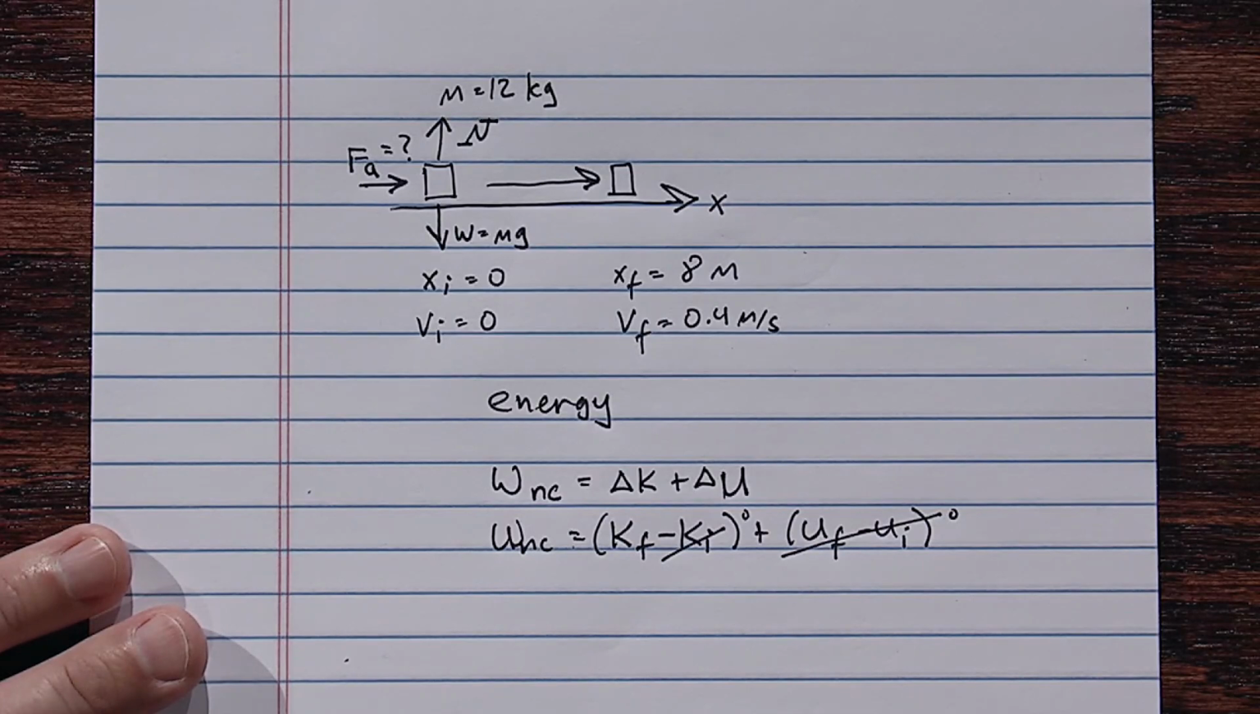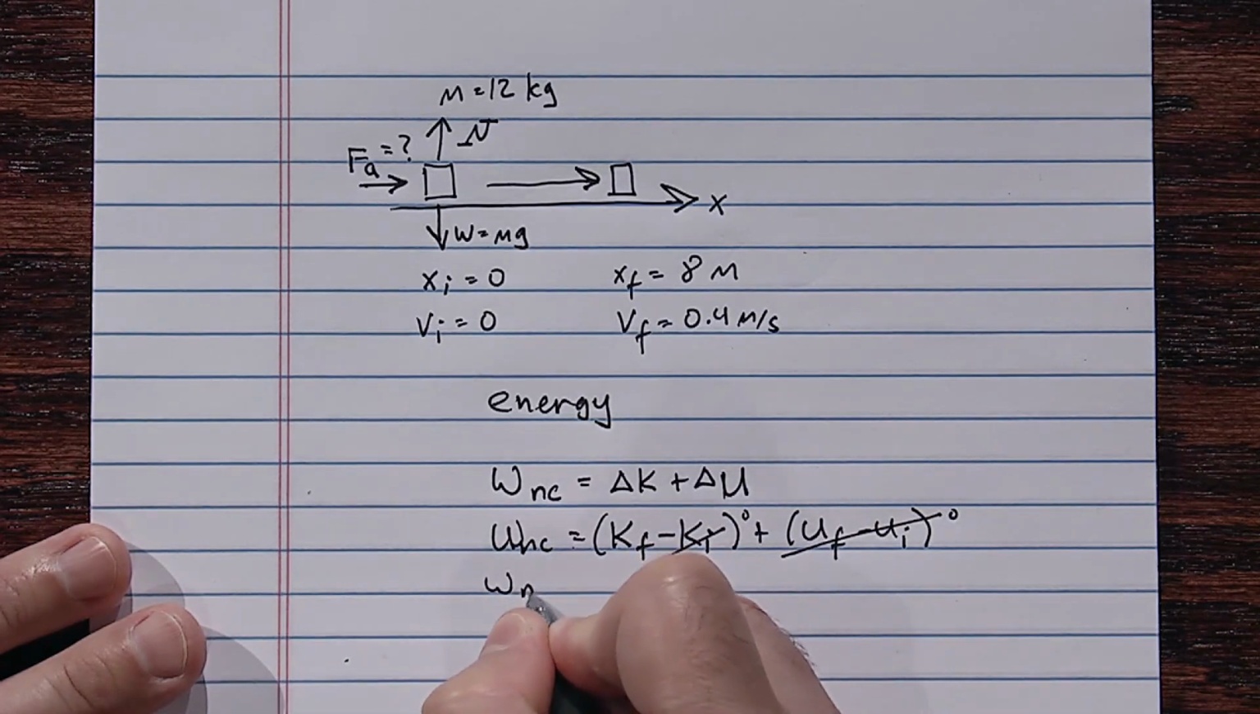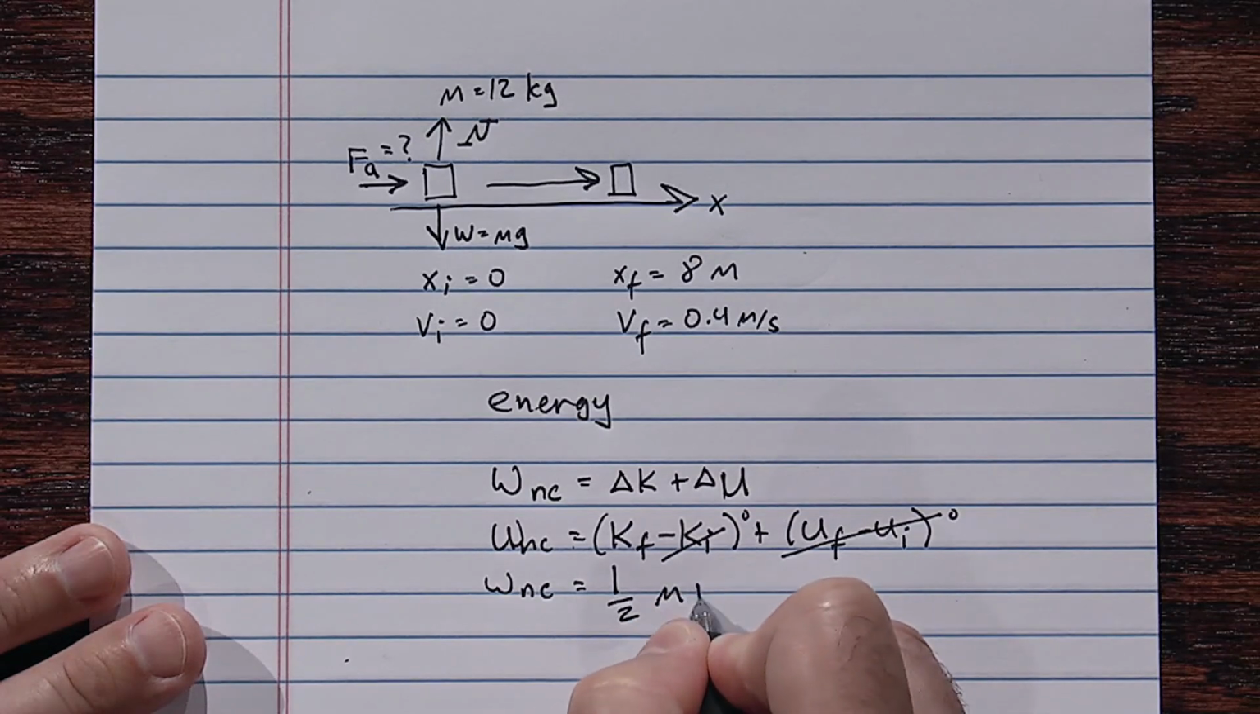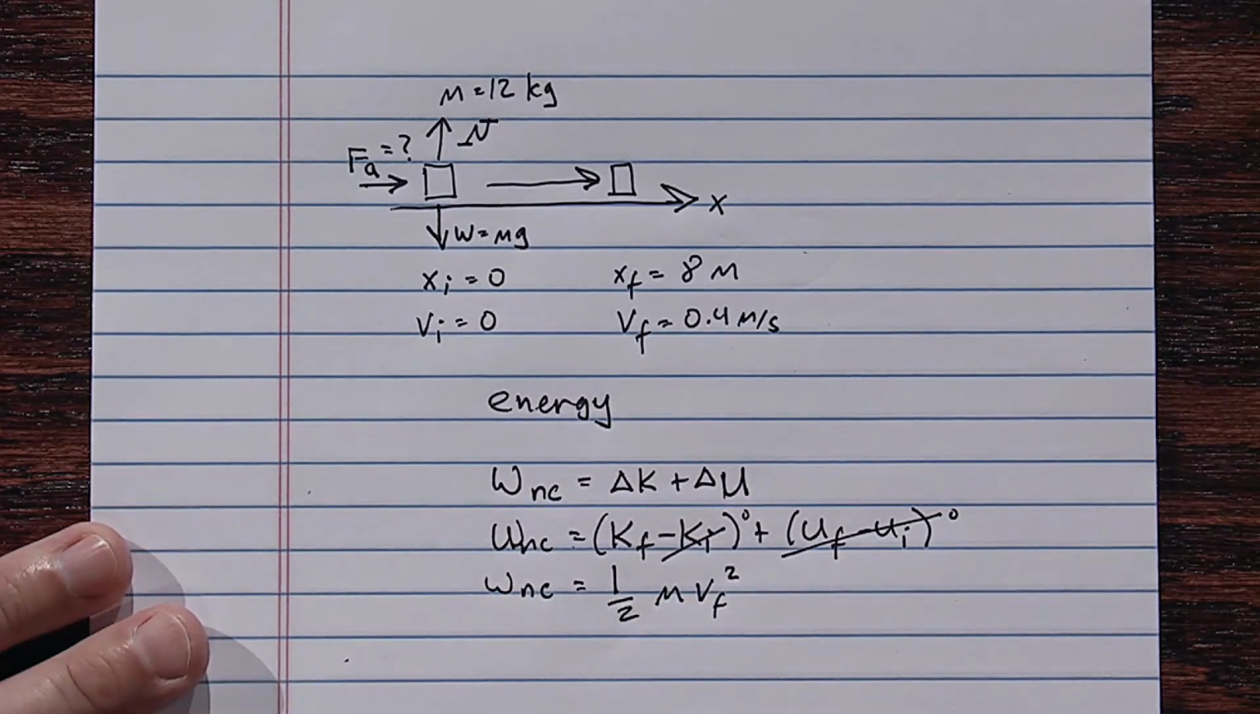Now this is common to energy situations. You can often zero out most of the terms. So we have the work done by non-conservative forces is the kinetic energy final, which is 1/2 mass times V final squared. And we know the mass and we know V final squared, so we can actually calculate the work done by non-conservative forces. Now, we have to expand work non-conservative to find the work done by the non-conservative forces.